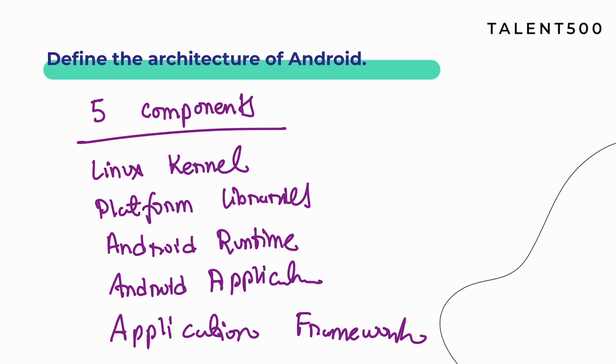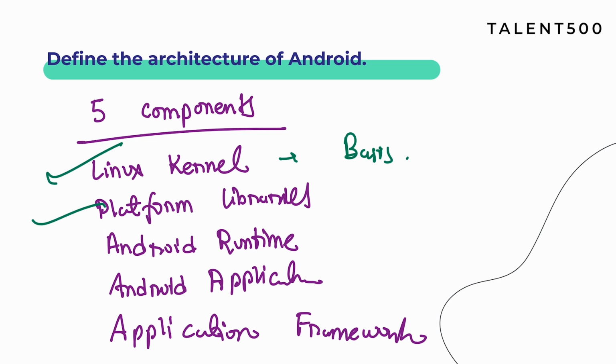So now let's talk about the first one, that is Linux kernel. Linux kernel forms the basis of the Android platform, and the power features like memory and power management, various drivers, are all served by this one. It serves as an abstraction layer before the other layers. So in the Android architecture, which consists of 5 main components, number 1 is Linux kernel, which forms the basis of the Android platform.